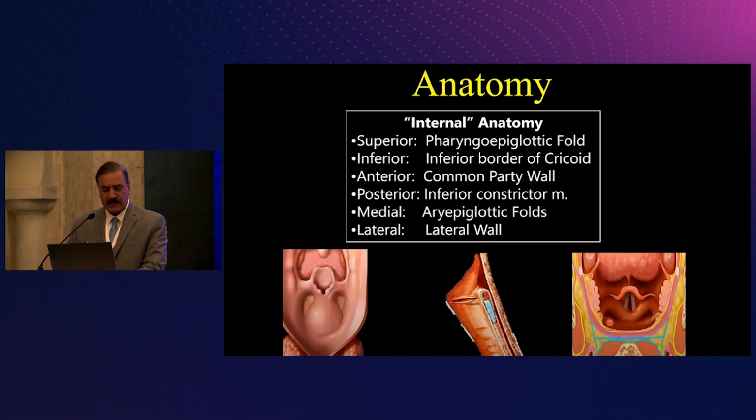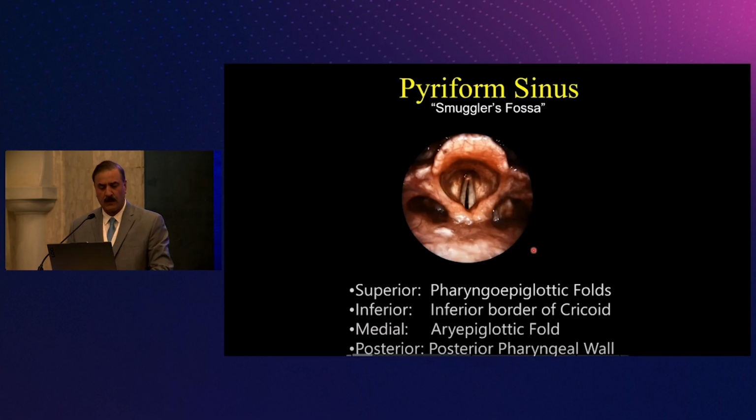And here you can see medially are your aryepiglottic folds, or the AE folds. And that forms the piriform sinus right there. This is also called the smuggler's fossa because it hides tumors early on. So it's very important that you scan it very, very nicely when you're looking for tumors, especially in this region. So these are your aryepiglottic folds, and this is the opening into the piriform sinus, which is also called the introitus of the piriform sinus.